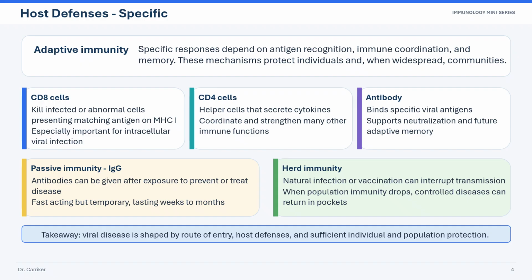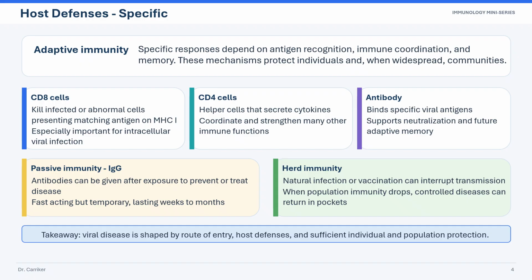Passive immunity is a little different. Passive immunity means antibodies are given to a person rather than produced by that person's own immune system. This can happen naturally, such as IgG crossing the placenta before birth or IgA antibodies being transferred through breast milk. It can also happen medically through immune globulin products. For example, after certain serious exposures, such as rabies or tetanus risk, a patient may receive immune globulin for immediate antibody protection. The advantage is that passive immunity works quickly. The limitation is that it is temporary and does not create long-term immune memory.